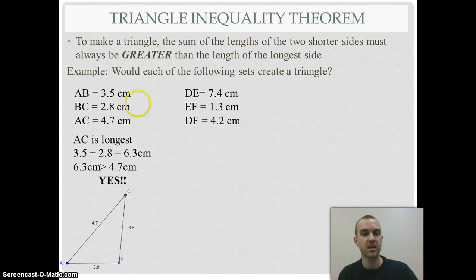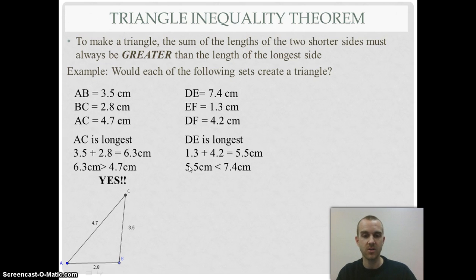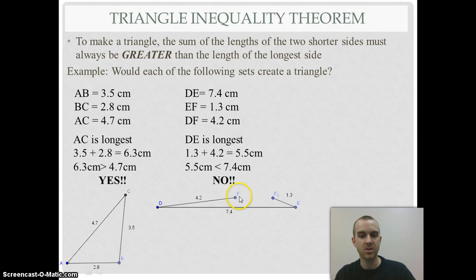Now in this set, I've got 7 4/10, 1 3/10, 4 2/10. So I know that DE is my longest side, so if I take my other two and sum them together, I get 5.5 centimeters. If I compare 5.5 with 7 4/10, it's less. That means it can't make a triangle, and here's why. If I try to draw my 4 2/10 and 1 3/10 sides against my 7 4/10 side, I've got a gap. That means no matter how close I try to pull these two F points, I can never get them to touch.